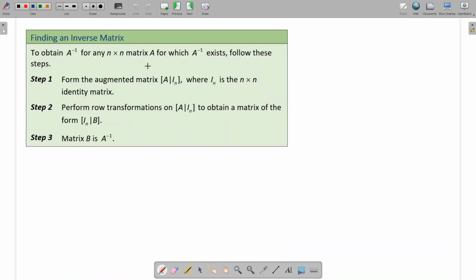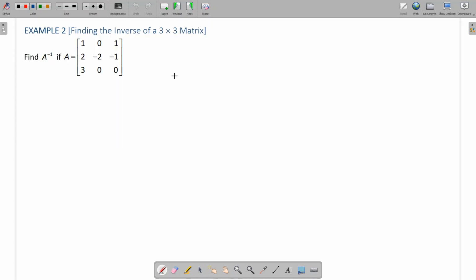If you want to find the inverse of a matrix A, then form the augmented matrix where you have A in the first spot and then the identity matrix on the right of it. Perform row reduction until you get the identity matrix here, and whatever is over here will be the inverse matrix. So let's try that again with a 3x3 this time.